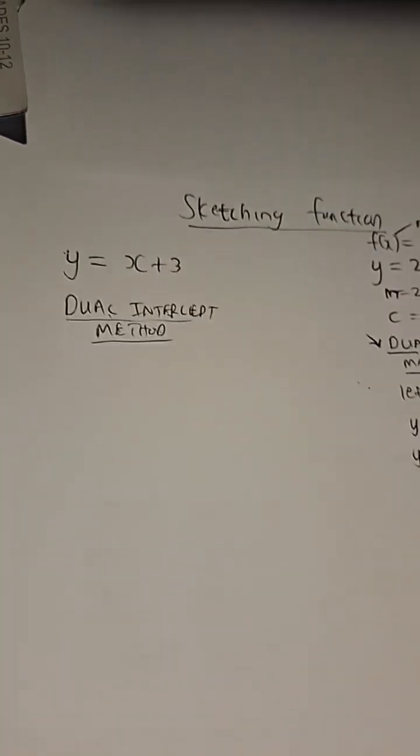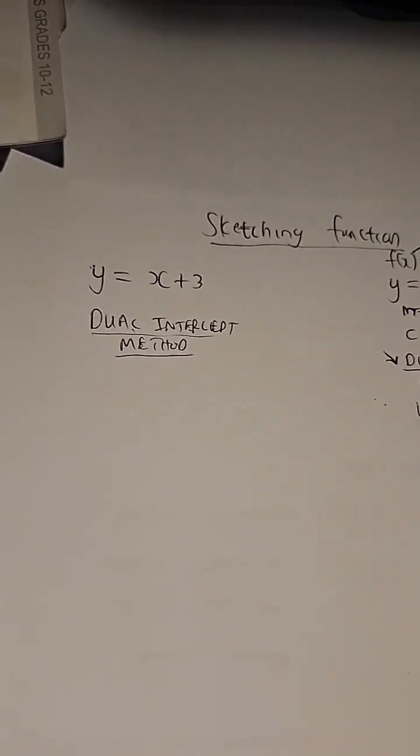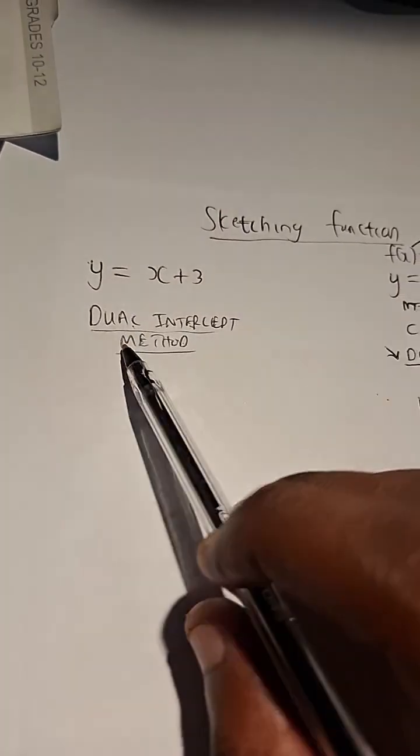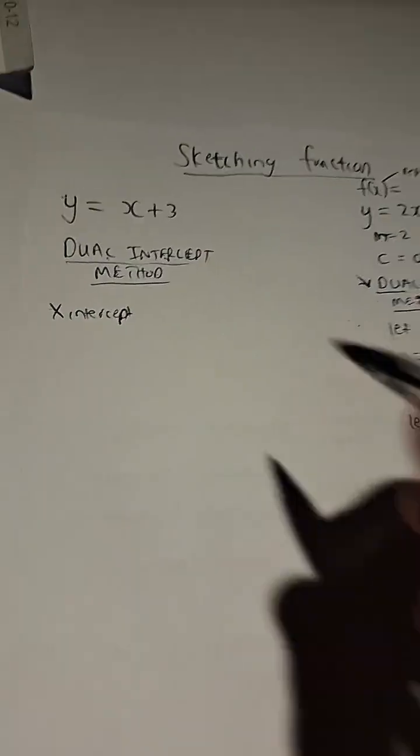What is the dual intercept method? The word dual means two, all right? It's like a battle between two people. So the x and the y are obviously opposites, and that's why we say dual intercept method, because we find the x-intercept first, or we can find the y-intercept first, it doesn't really matter, and then vice versa.